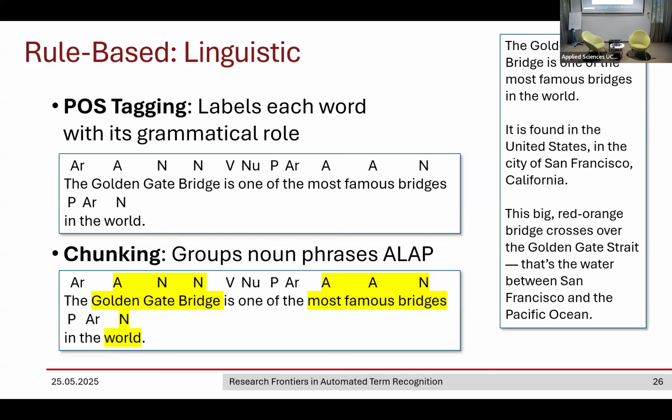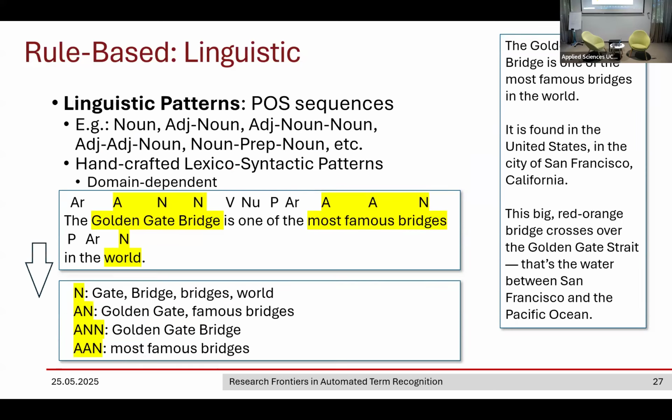And then we do chunking by selecting the groups of as long as possible noun phrases. For example, Golden Gate Bridge. One of the most famous bridges in the world. World is just a noun phrase which contains just one word. It's a unigram. So we prioritize the longer noun phrases.